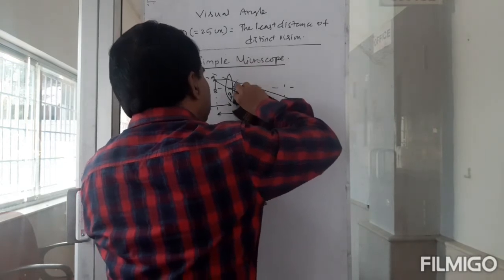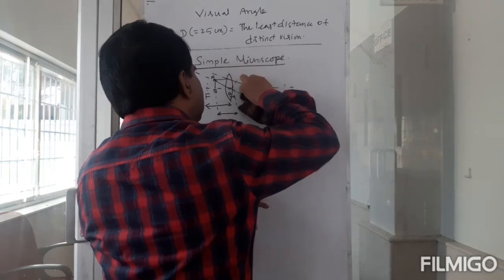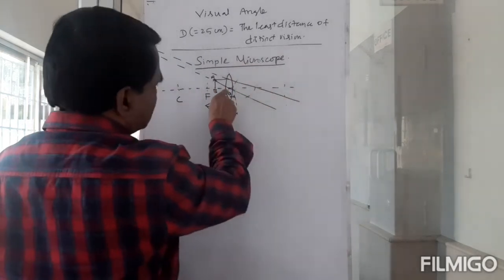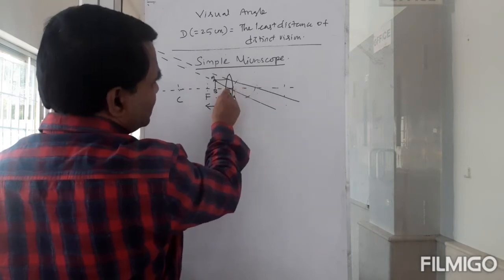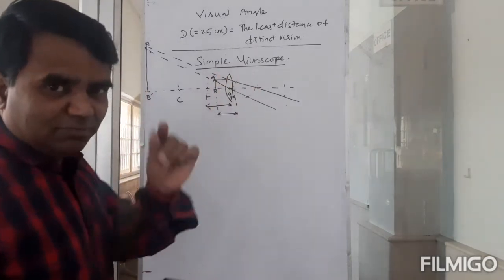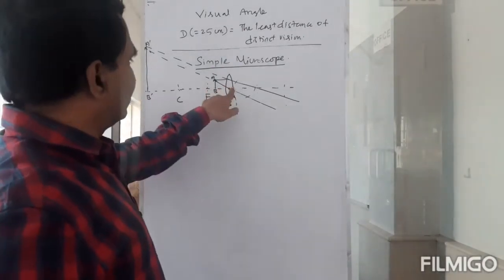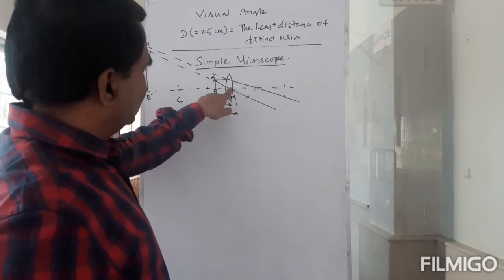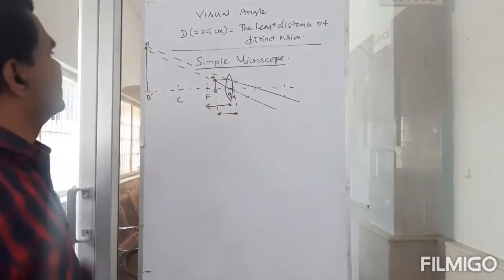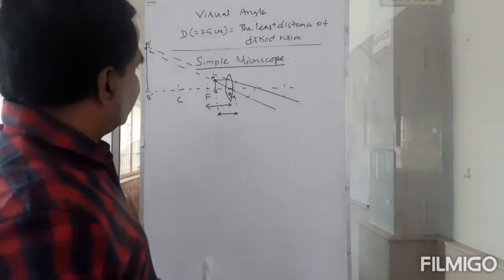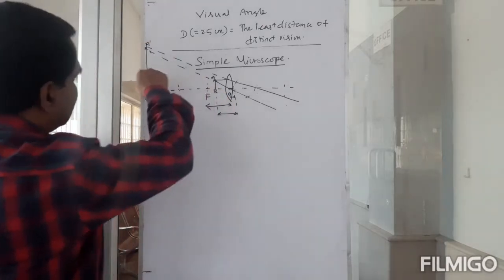I can take it that this is my pupil because the distance is ignored. My pupil is almost there. It's a very thin lens, so the distance doesn't make much of a difference. Keeping my pupil here is as good as keeping it there. I can ignore that small distance. So now this is what I got: this is AB, this is A dash B dash.